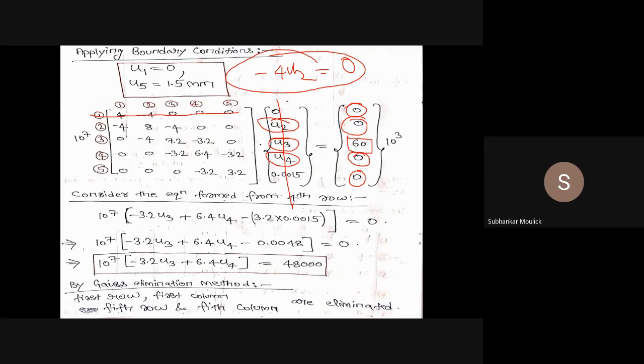So if you consider row 1, row 2, row 4, row 5 and write the equations, you will not be able to solve because the right hand side value is already 0. Can I get the value of u2, u3 and u4 by this process? No, sir. I will never be able to get u2, u3 and u4 by this process.